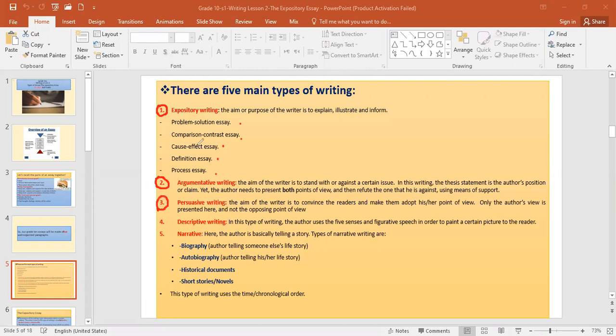Now, the third type of writing we're going to take is called what? Persuasive. Okay, persuasive. Ali Khalifi, would you please read? Third type of writing. Persuasive writing. The aim of the writer is to convince the readers and make them adopt his or her point of view. Only the author's view is presented here, and not the opposing point of view.